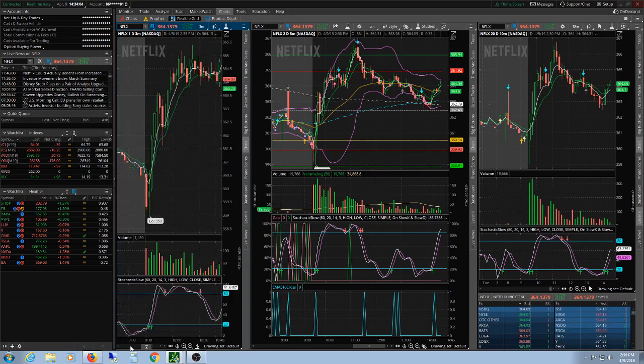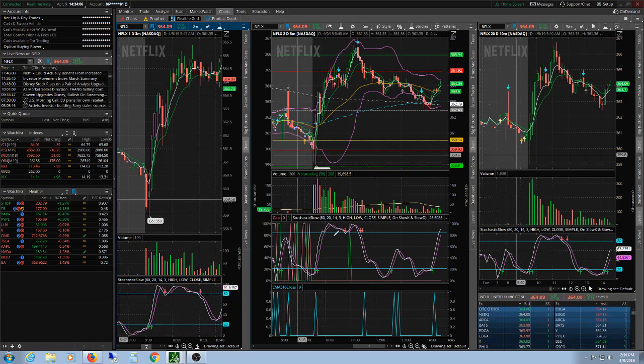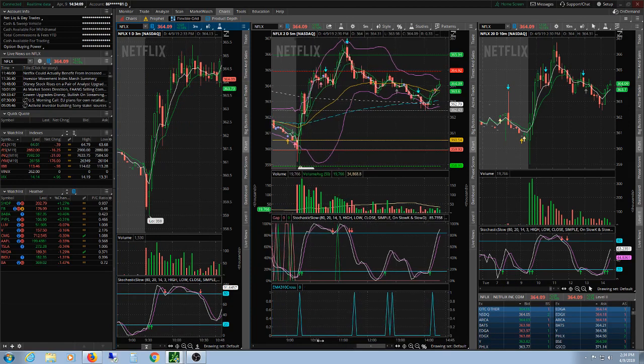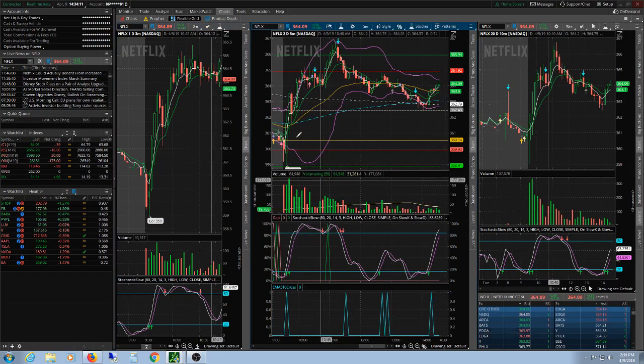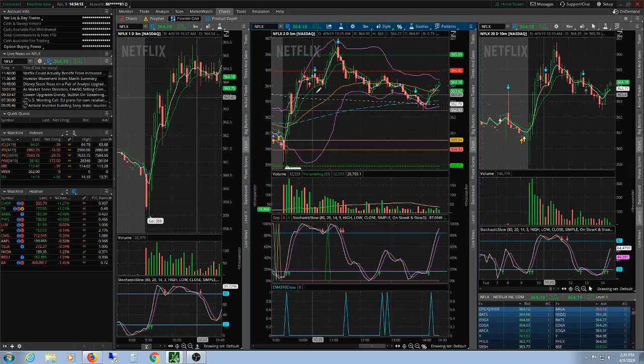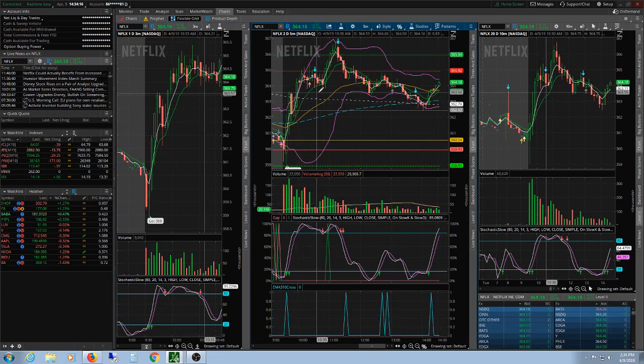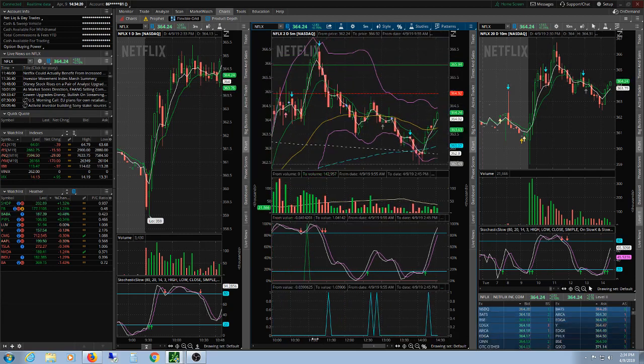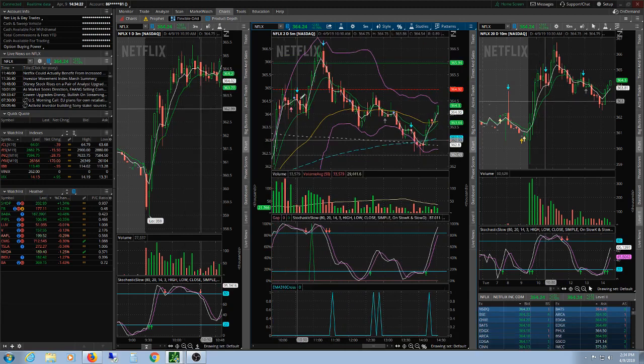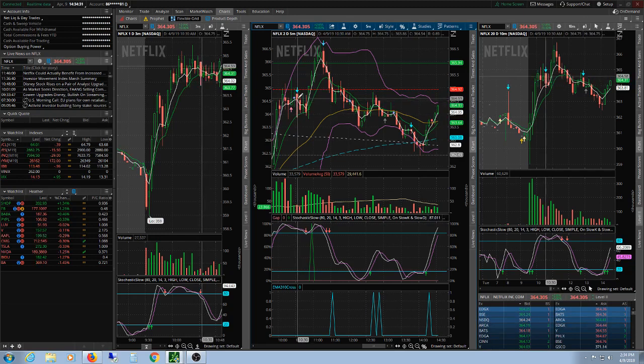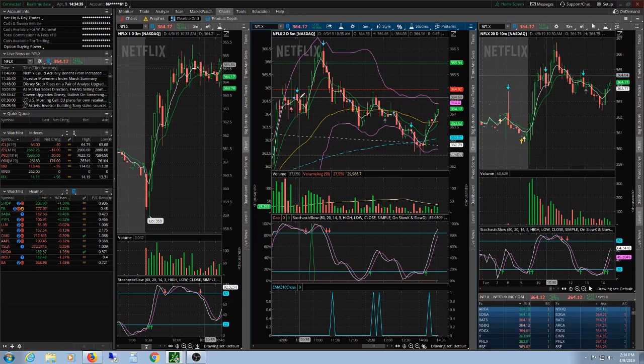I entered Netflix at 10:37, and I entered puts. So my entry was right after the open of this candle. My entry was going to be based off of this bearish engulfing candle at a pivot. The problem was, and I noticed this at the time, this long tail. I didn't like the long tail, but I went ahead and entered it anyway. And I just didn't get the follow through.